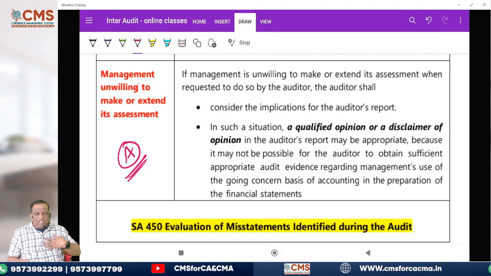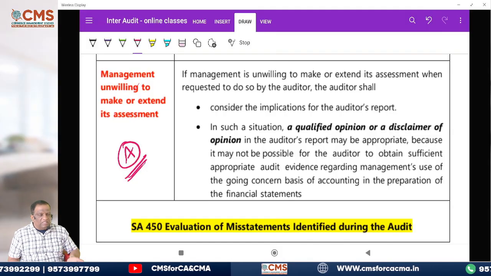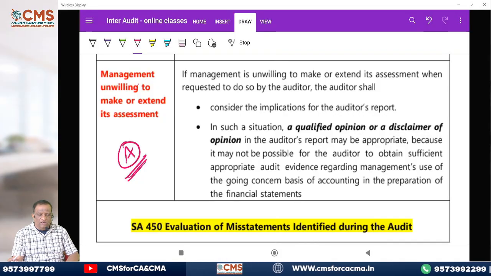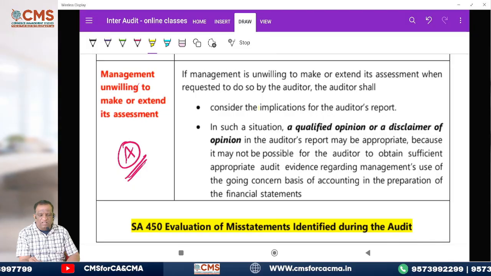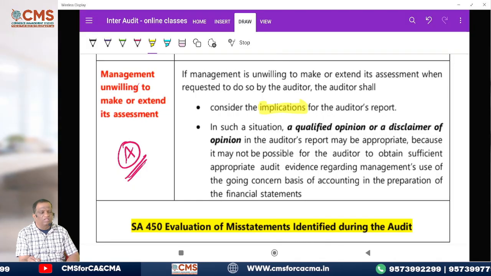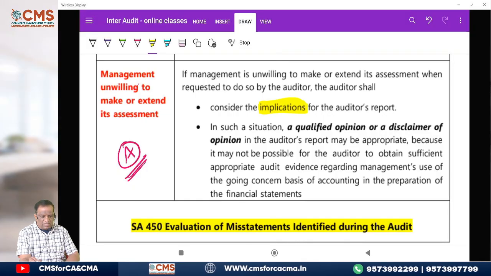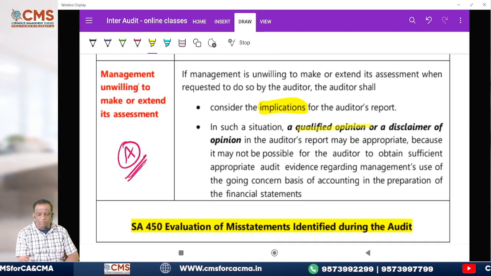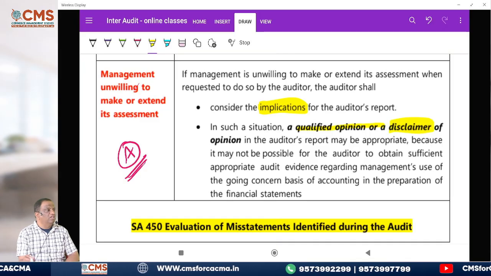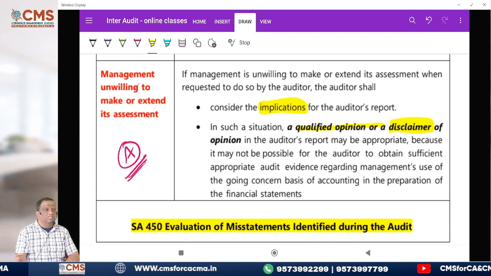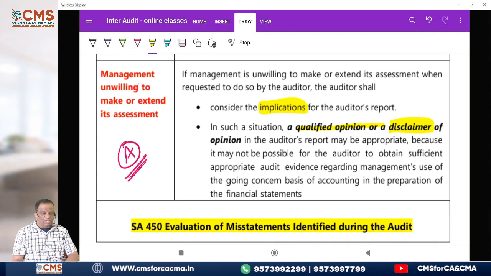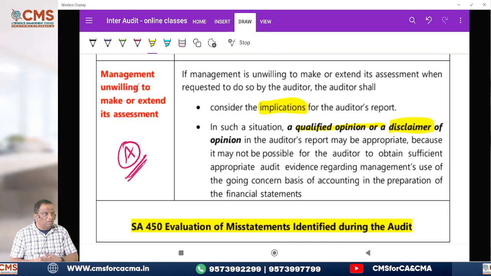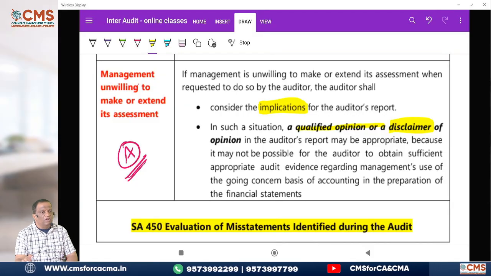If you are not doing it, I am ready to do it. But for that, I need some answers. If you don't even give the answers, then what can I do? So then, two things. Auditor will consider the implications. Now, what are the implications of this issue? Is it simple? Then I'll ignore it. If it is critical, then I will issue a modified opinion, or probably a disclaimer of opinion. I will go for it. That's all. So this is what the auditor would do if the management is unwilling to make the assessment or unwilling to extend the support. That is the last point of it.